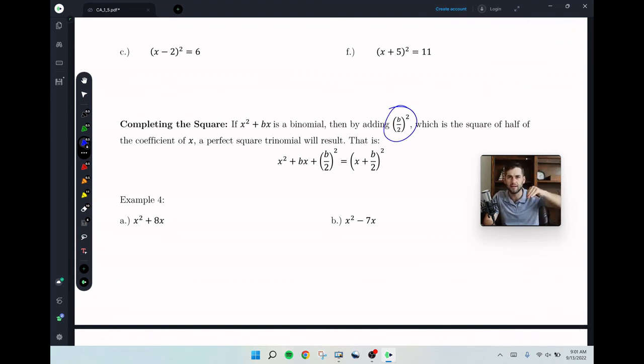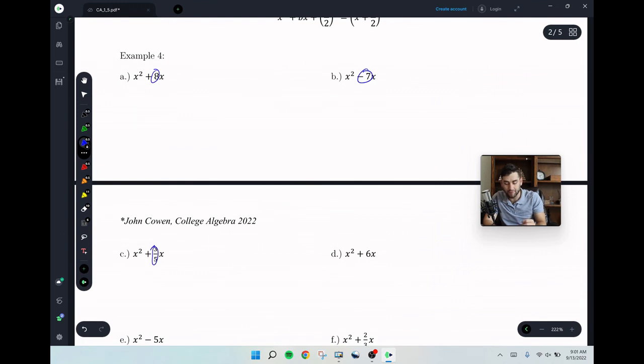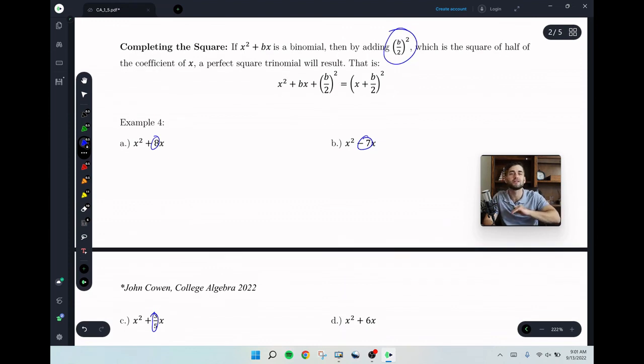So we're going to divide by 2, square it. Take b, divide by 2, square. Take negative 7, divide by 2, square. Take 3 over 5, even though it's a fraction, divide it by 2, square it. So I think this first section, we're just going to do that. We're not even going to do completing the square. We're just going to say 8 divided by 2 equals 4, then square it, equals 16.